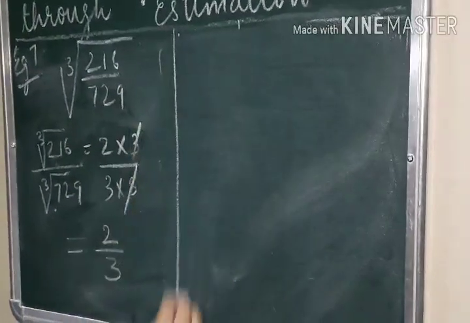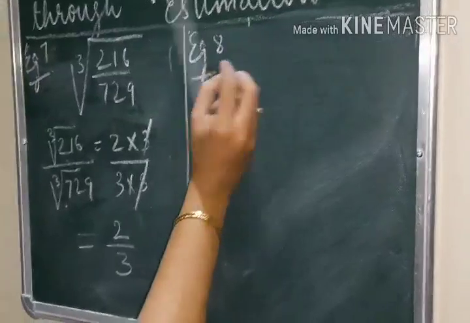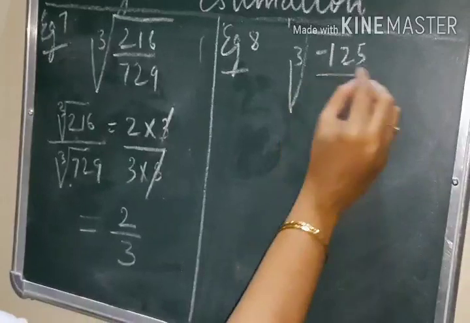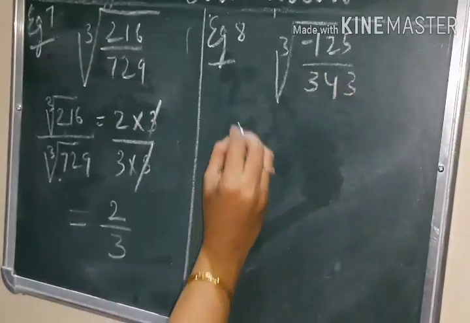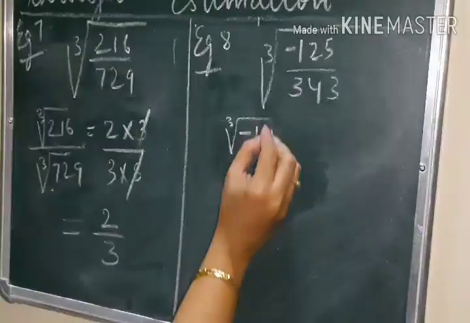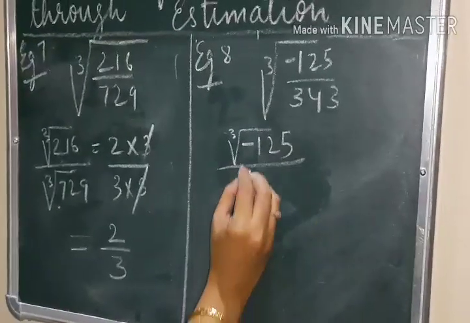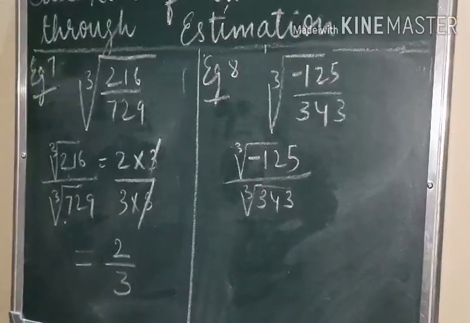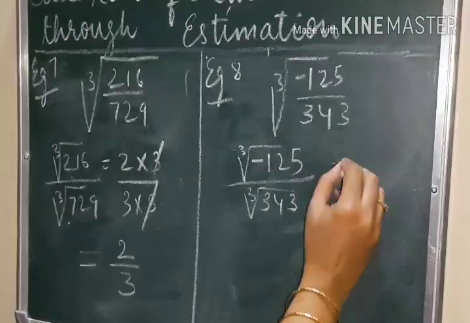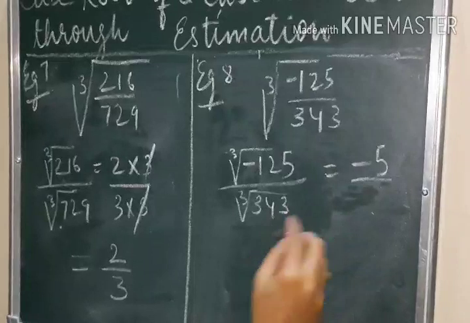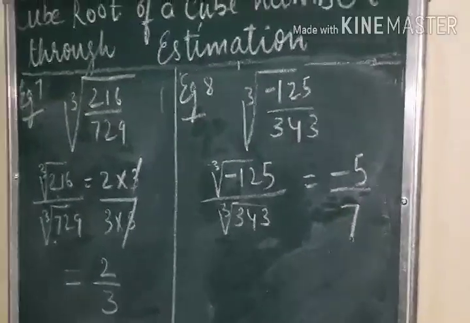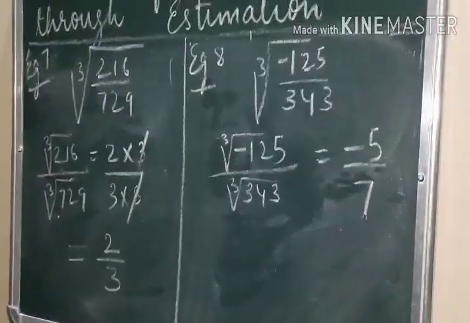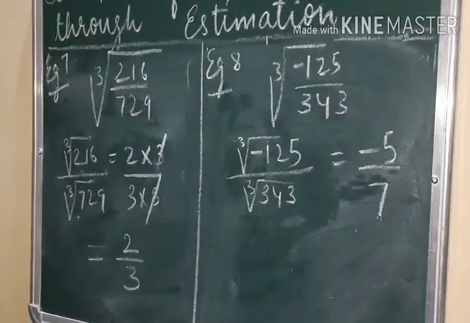Example 8. It is cube root of minus 125 upon 343. So you will write it separately. Minus 125 upon 343. What is the cube root of minus 125? It is minus 5. Cube root of 343? 7. So this will be your answer. Right? So this was example number 8. Move on to example number 9.